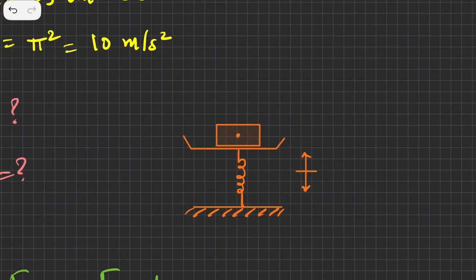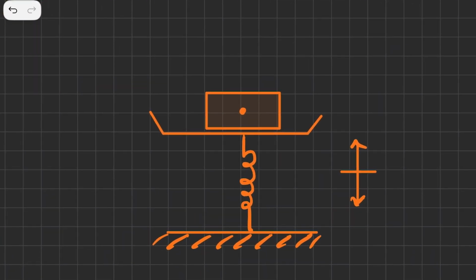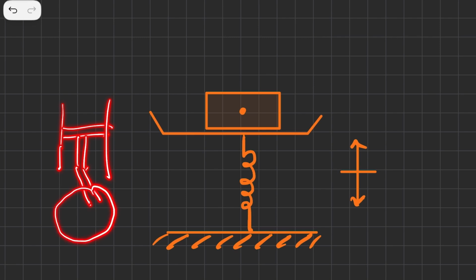Now I'll show you the diagram. This is a rigid support. This is not going to move, this is not going to shake. And then there is a spring attached to the rigid support, and there is this piston. A piston can look something like this. So this is that piston, and this piston is attached to some wheel, and as this wheel rotates, this piston goes up and down.